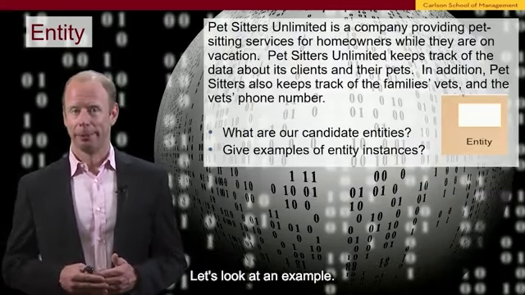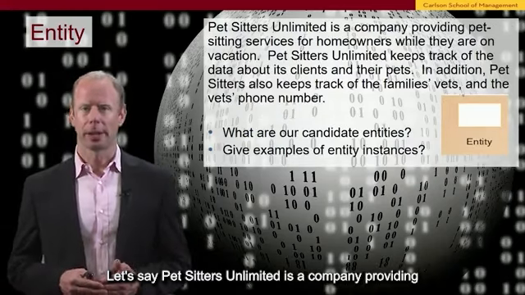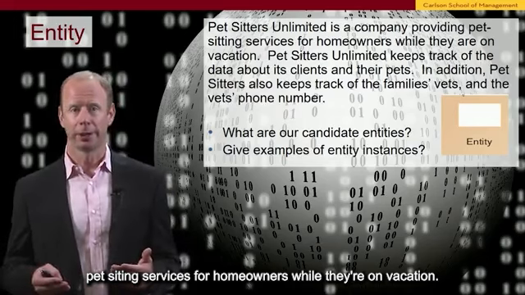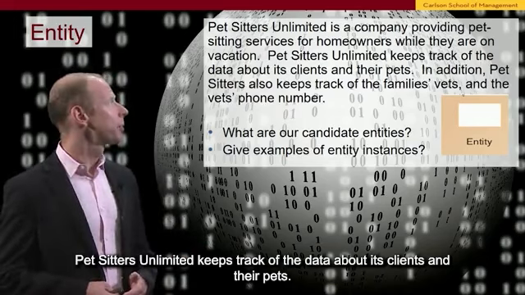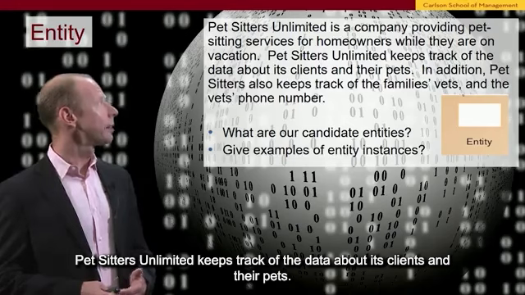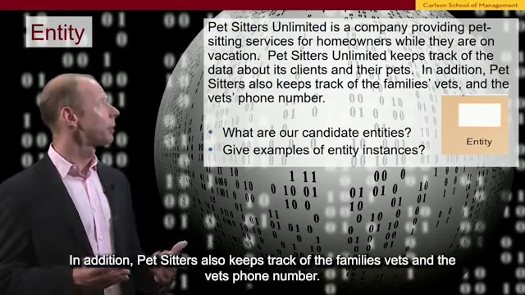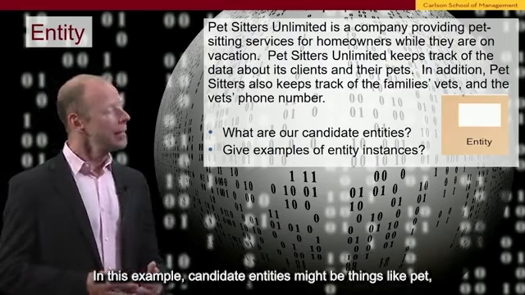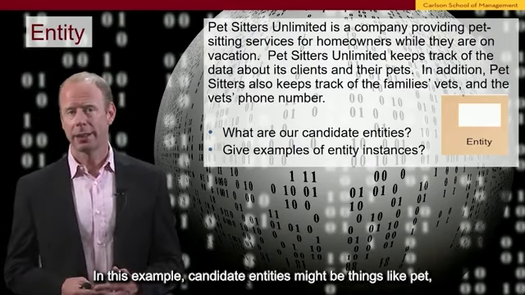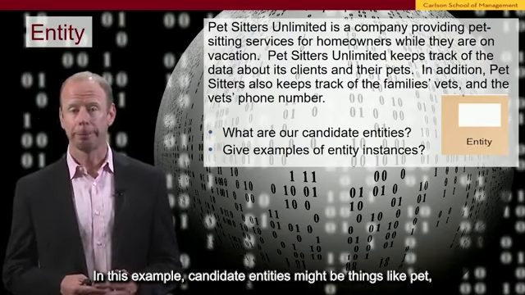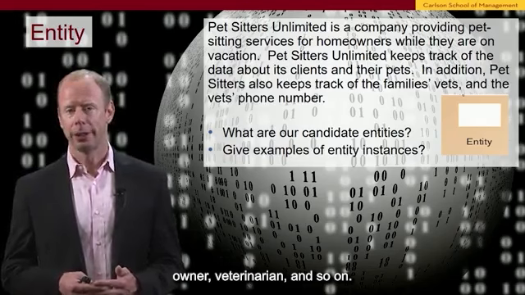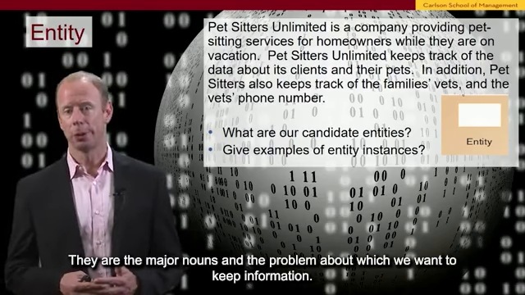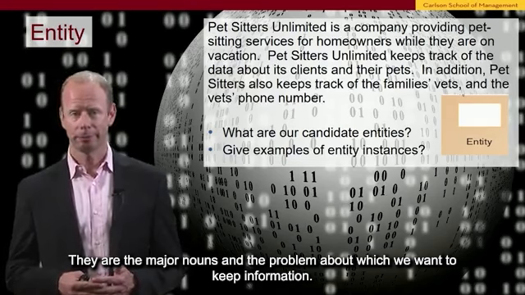Let's look at an example. Let's say Pet Sitters Unlimited is a company providing pet sitting services for homeowners while they're on vacation. Pet Sitters Unlimited keeps track of the data about its clients and their pets. In addition, Pet Sitters also keeps track of the family's vets and the vet's phone number. In this example, candidate entities might be things like pet, owner, veterinarian, and so on. They're the major nouns in the problem about which we want to keep information.